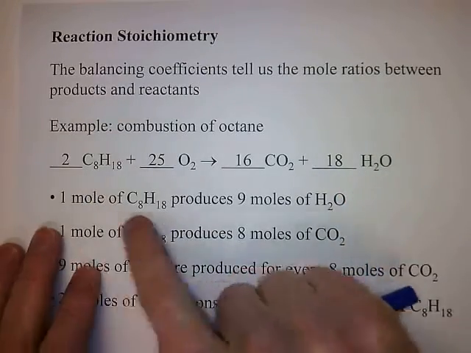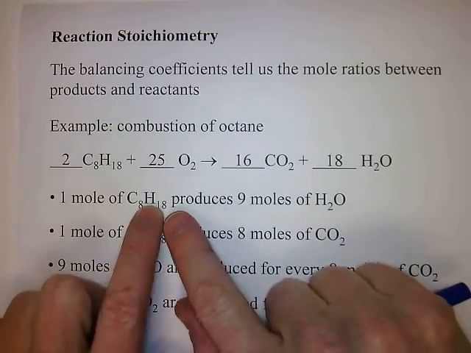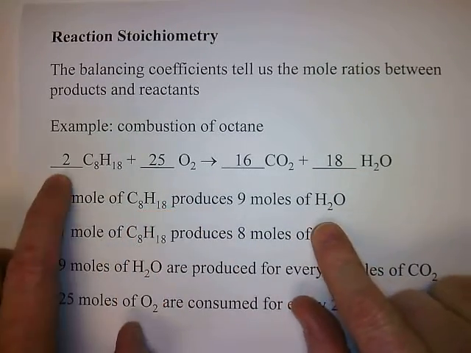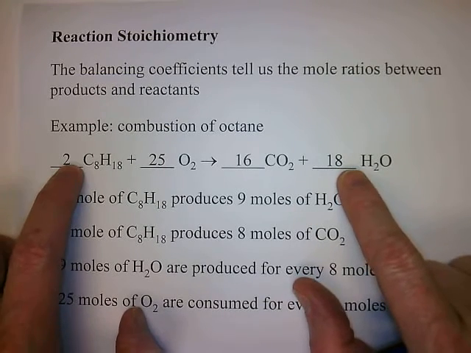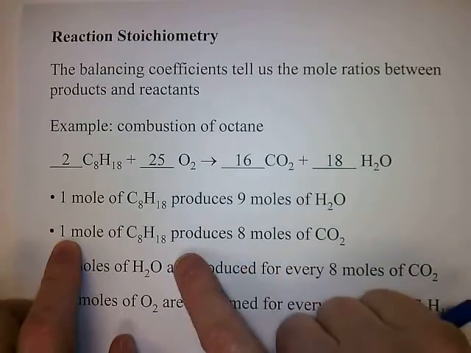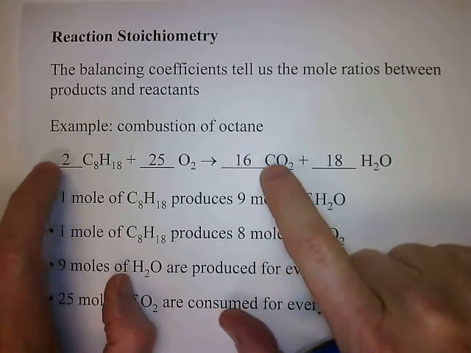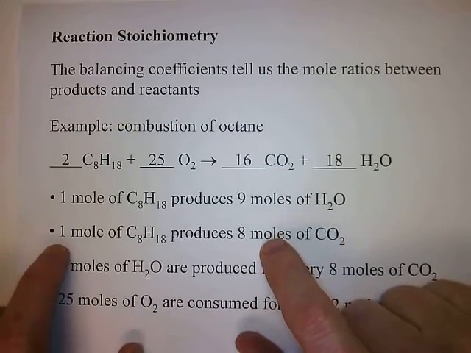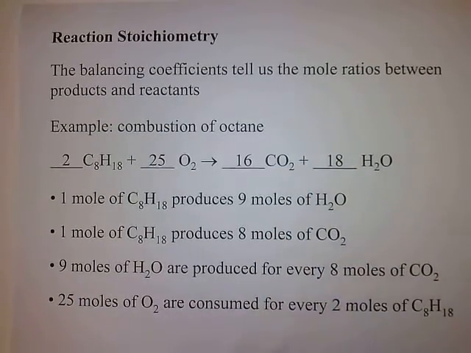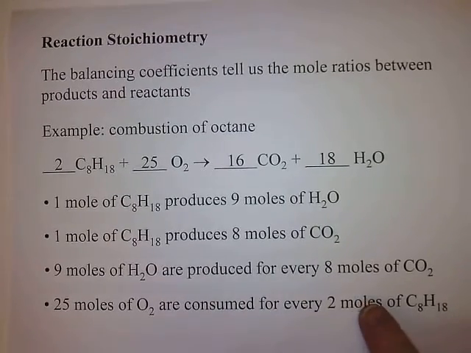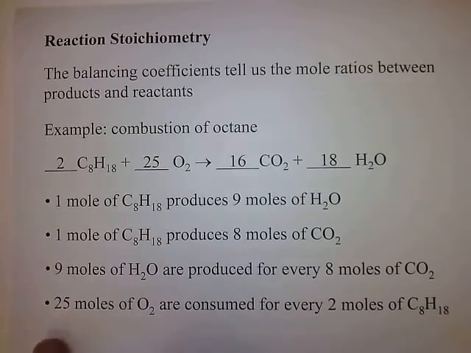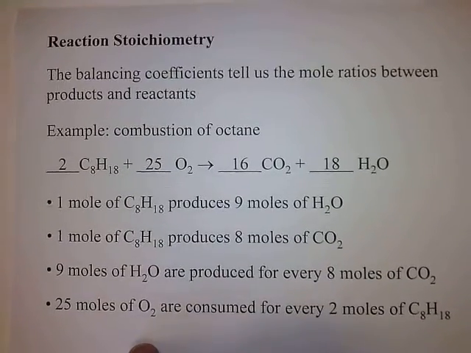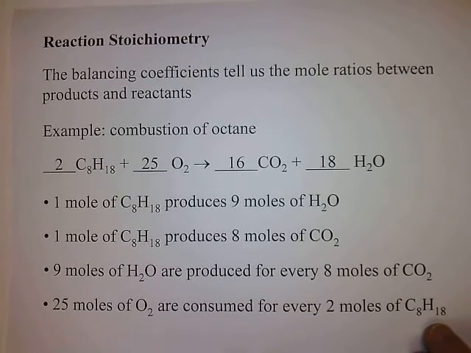Mole ratios, right? So what we're saying is that 1 mole of octane produces 9 moles of water. That's 2 to 18, which simplifies down to 1 to 9, okay? Or 1 mole of octane produces 8 moles of CO2. 2 to 16 is the same as 1 to 8. Or we could say that 9 moles of water are produced for every 8 moles of carbon dioxide. Or we could say 25 moles of oxygen are consumed for every 2 moles of octane.